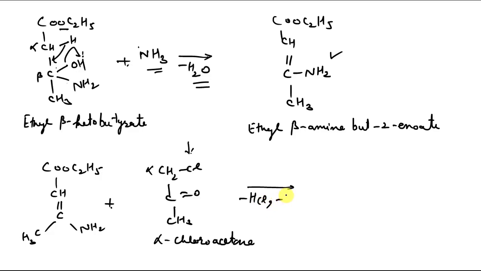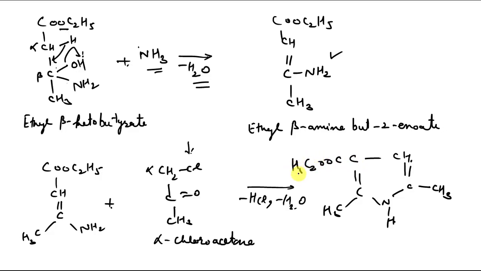Now HCl is removed and water is removed, so basically there is a ring closure reaction, removal of HCl and removal of water. So we get here C C H C C H, double bond C C H3 NH C, double bond CH CH3, and with this carbon we have this group COOC2H5. So this method is called Hantzsch Pyrrole synthesis.